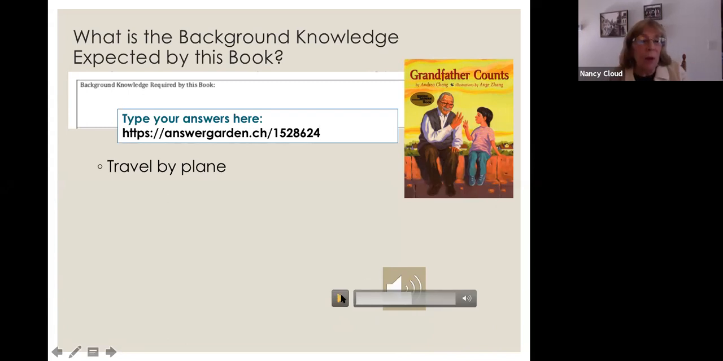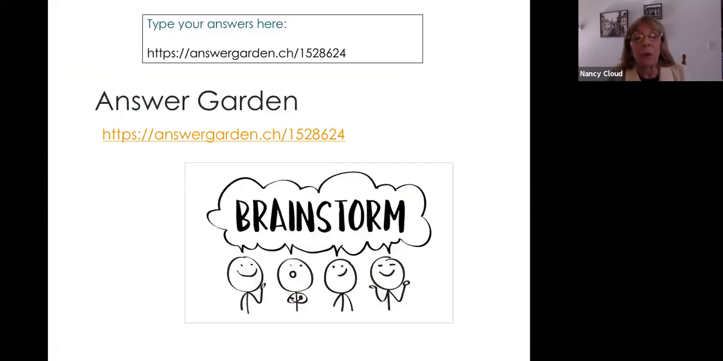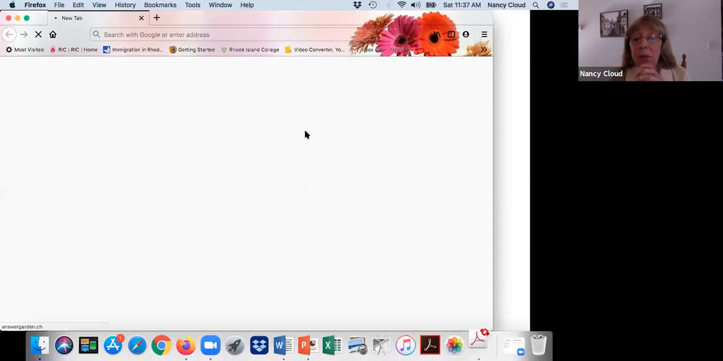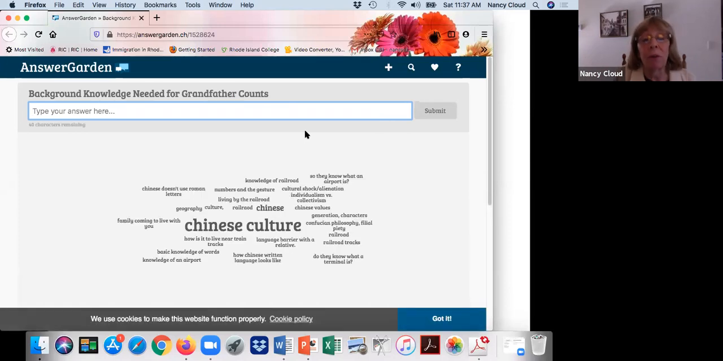Okay, so I'm going to stop us only because across all of us, we will pick up a lot of the background knowledge that the book assumes. So let's go to the answer garden. This is a brainstorming tool that you can use with your kids, and you can set this up easily. At the end of today, we're going to give you a resource list of the things that we're sharing. So knowledge of a railroad, yes. Chinese doesn't use Roman letters, yes. Cultural shock, Chinese values, yes, very big in there.